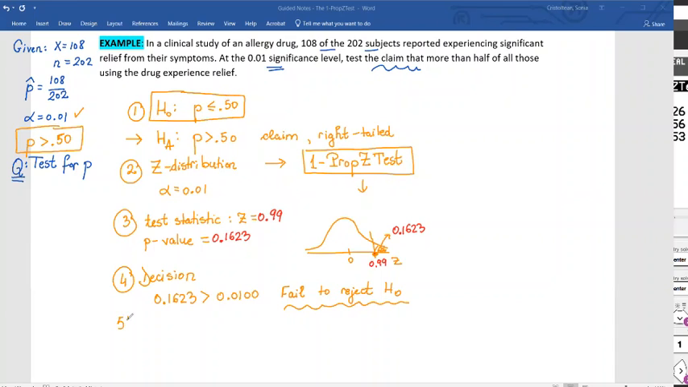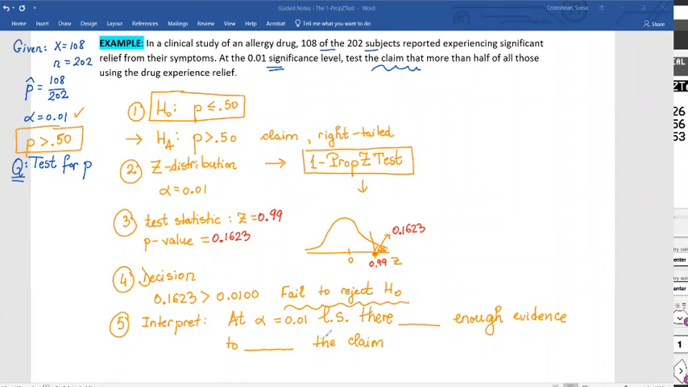So as an interpretation, I'll write down at alpha equals 0.01 level of significance, there blank enough evidence to blank the claim and put it in context. Let's look at where the claim is. Here is the claim that more than half of all those using the drug experience relief. You simply write that down here. I'll let you do that. I'll just simply say P is greater than 0.50. So, how do I fill this in?